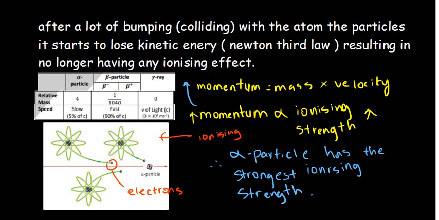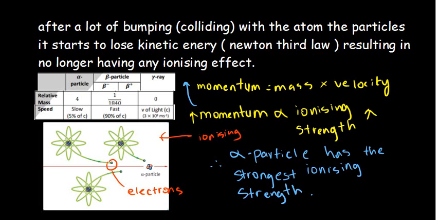Basically, after a lot of bumping or colliding with the atoms, the particle starts to lose kinetic energy because of Newton's third law, which I will remind you again. If a body collides with another body, that other body will push back, not just the force but also the kinetic energy. So it will start to lose some kinetic energy, resulting in no longer having any ionizing effect.